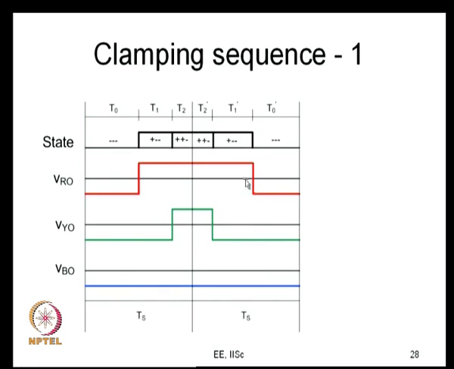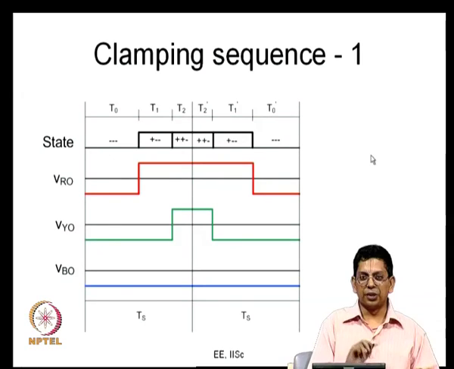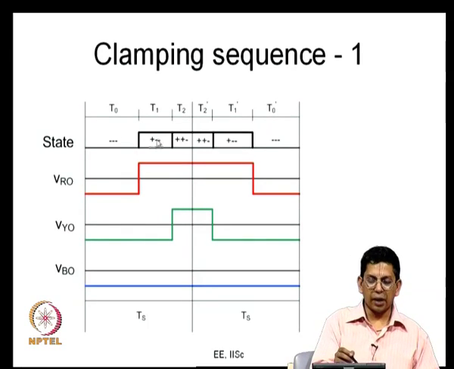I am showing the same thing versus time, the horizontal axis is time here. So, the states 0, 1 and 2 are applied for durations T0, T1 and T2, and in the next subcycle they are applied for times T2 dash, T1 dash and T0 dash.